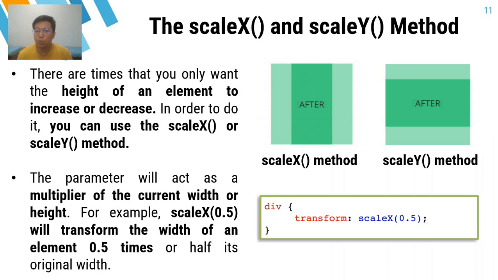We can also use the scale X and scale Y methods. There are times that you may want the height or width of an element to increase or decrease. In order to do it, you can use the scale X or scale Y method. The parameter will act as a multiplier of the current width or height. For example, scale X 0.5 will transform the width of an element to 0.5, or half its original width. So you can use scale X and scale Y if you want to scale just either the height or width of your div.